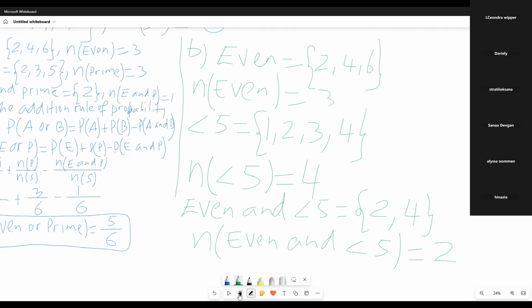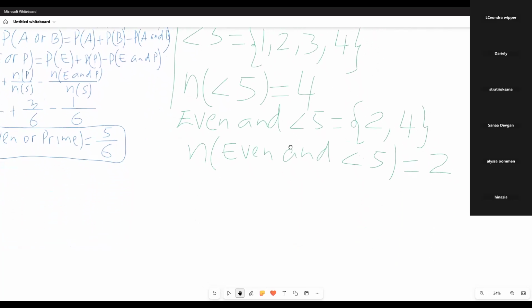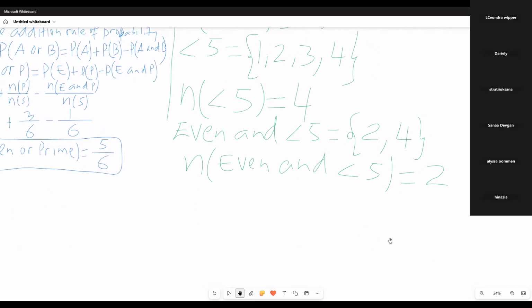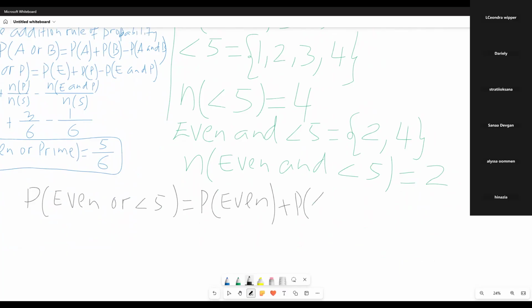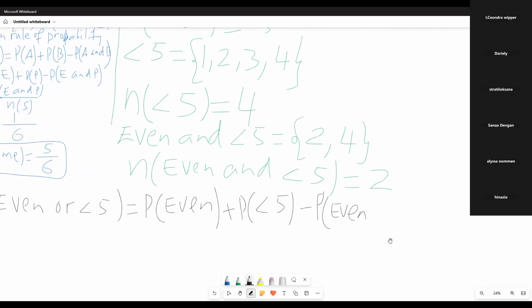Now let's find the probability. P of even or less than 5 will be P of even plus P of less than 5 minus P of even and less than 5.